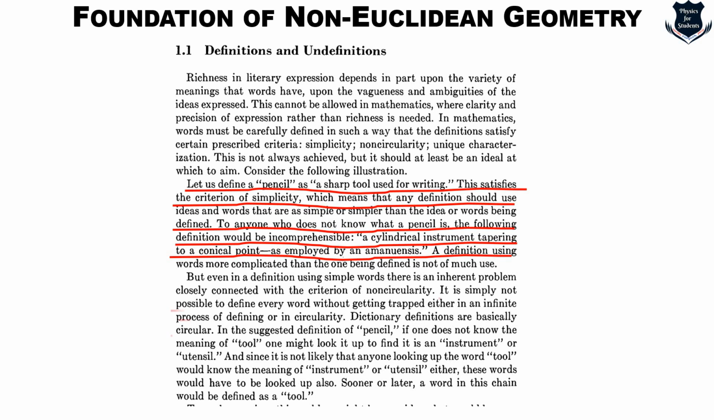So the definition, what he is saying, is basically not complete. It is simply not possible to define every word without getting trapped in an infinite loop, and the dictionary definitions are basically circular. So you see what he does right at the beginning is that he is trying to define the definition in a very scientific manner. Because each of these definitions, for example, he has used pencil, something goes in a circle. That means the definition is not correct.